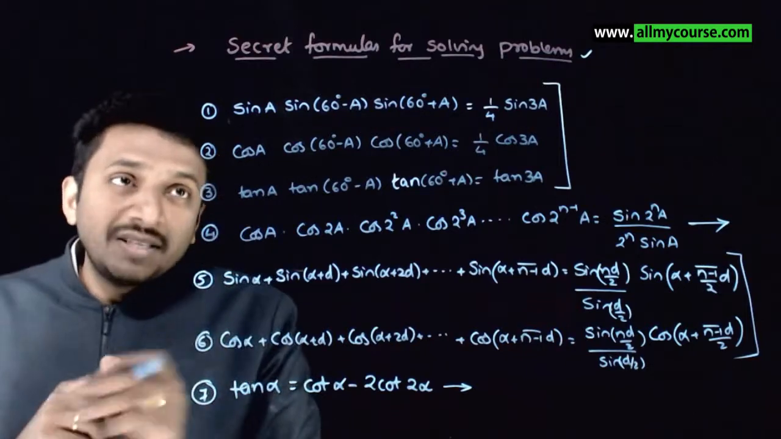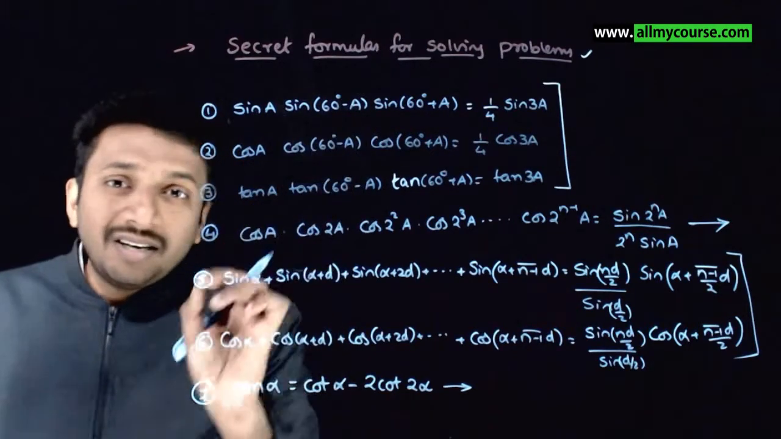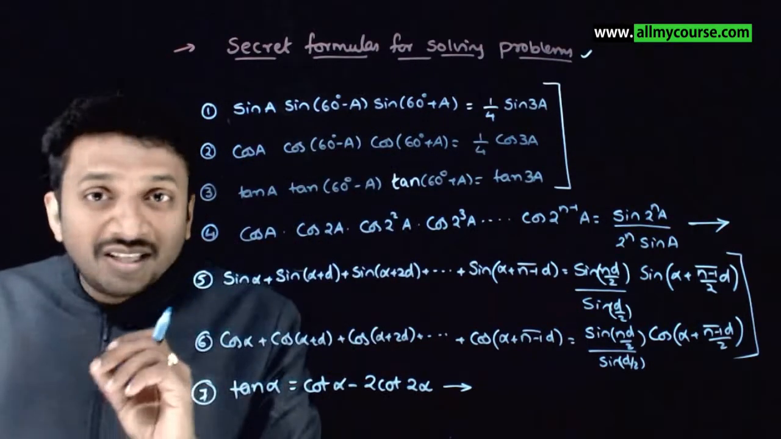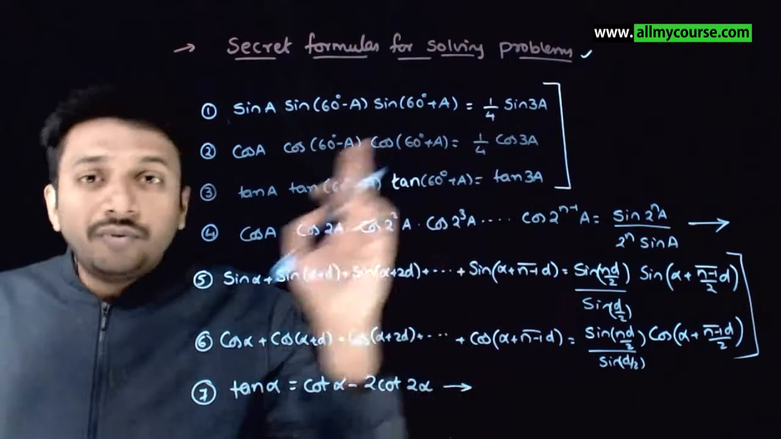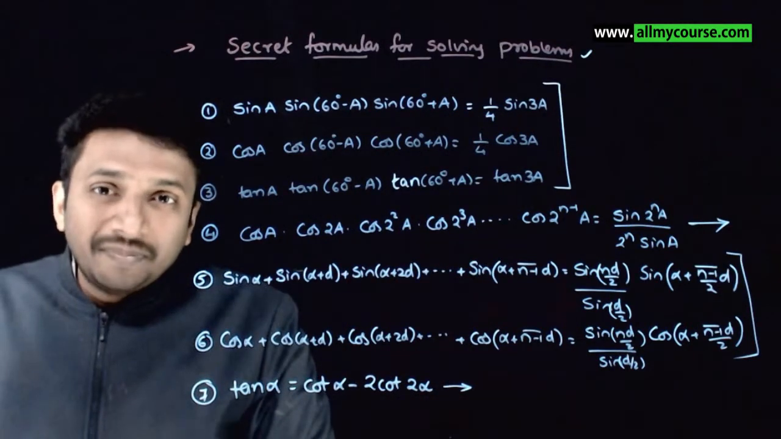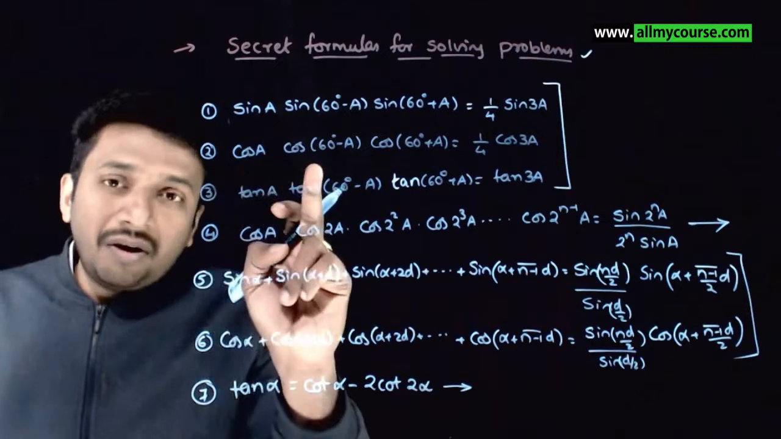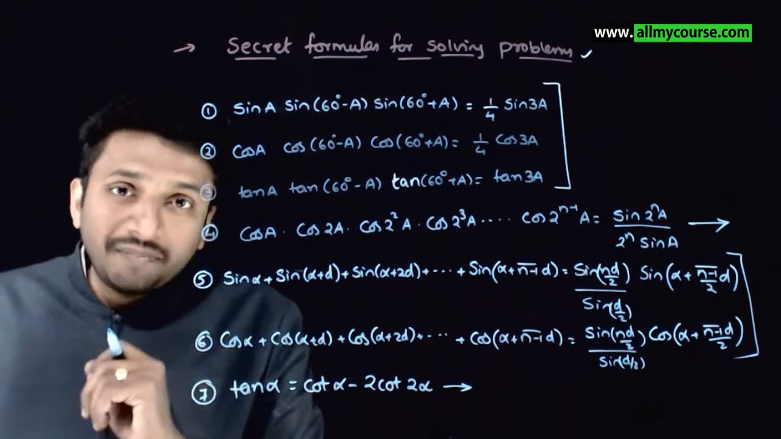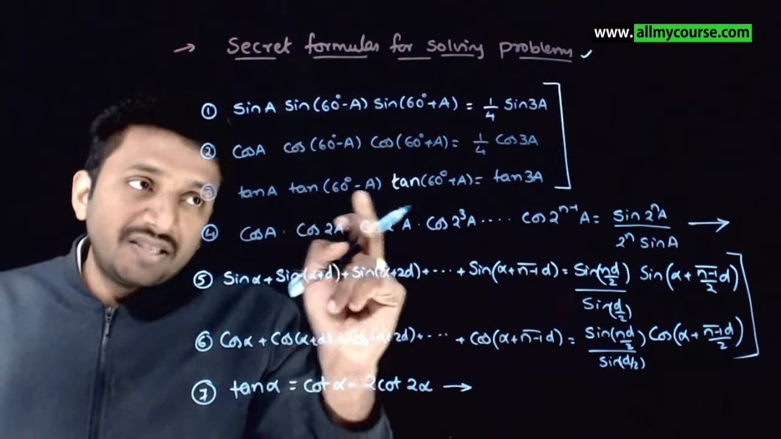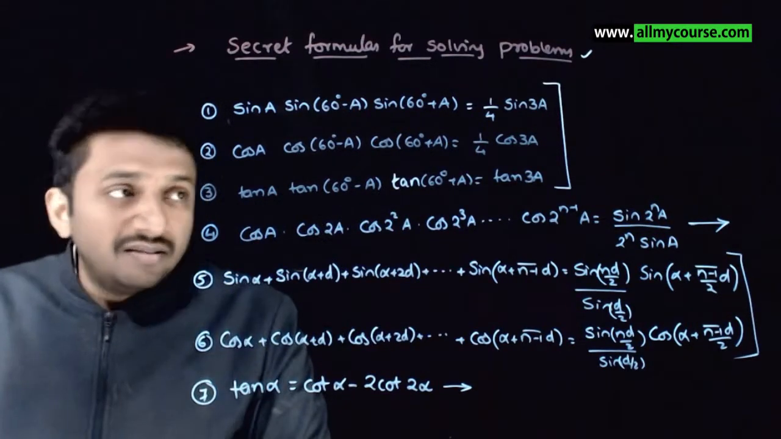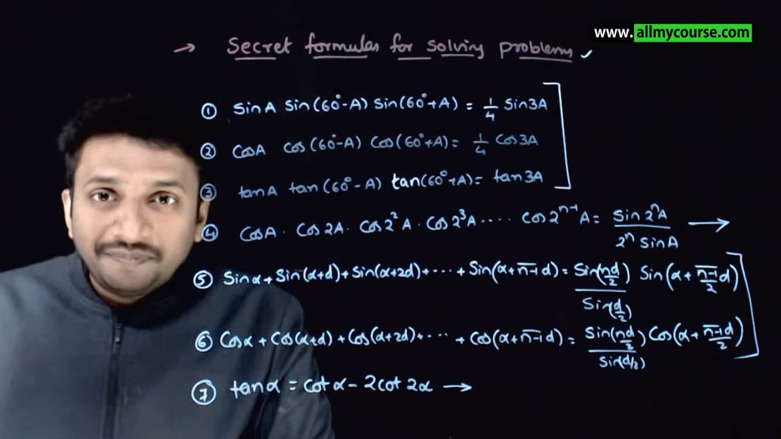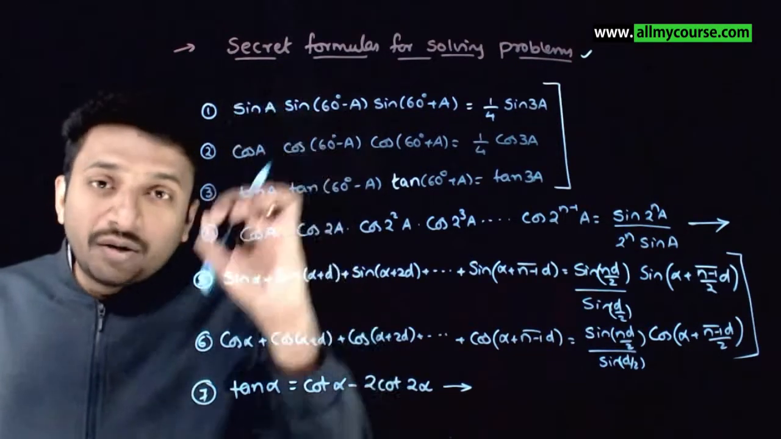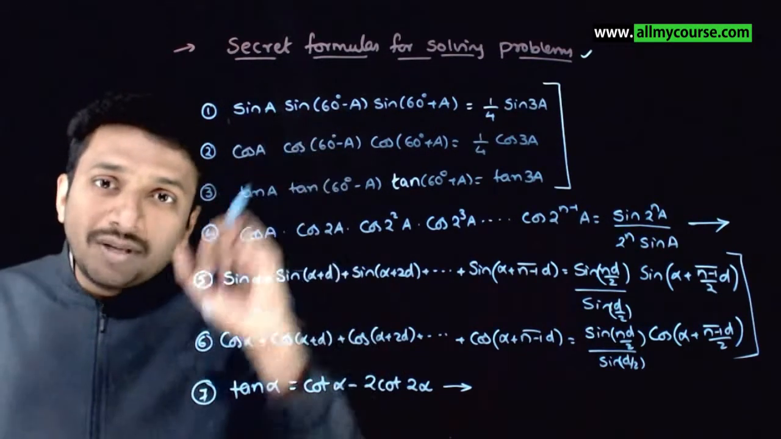The first formula is sine A into sine (60 degrees minus A) into sine (60 degrees plus A) is equal to 1/4 of sine 3A. Similarly, cos A cos (60 minus A) into cos (60 plus A) is 1/4 of cos 3A. And tan A tan (60 minus A) into tan (60 plus A) is equal to tan 3A. So this constitutes one set of the formulas. These three come into one set.